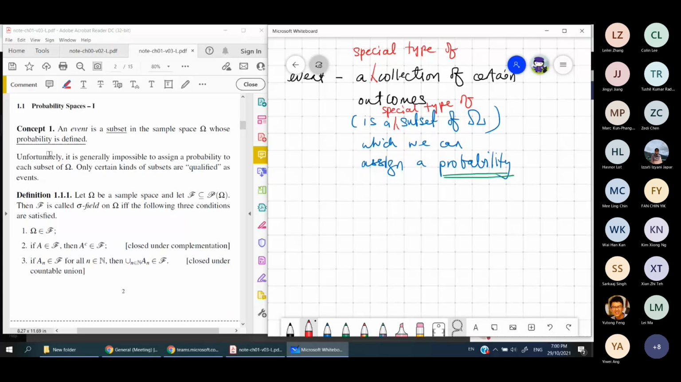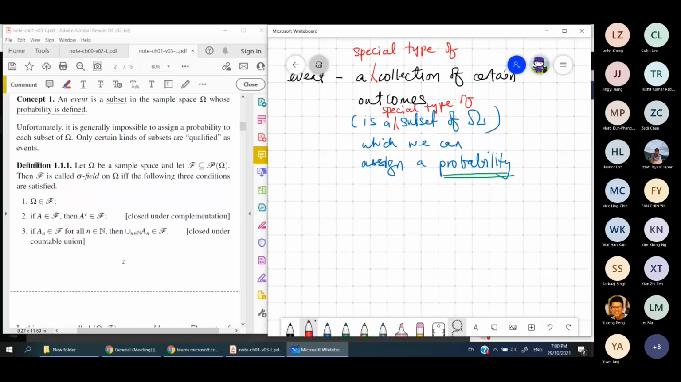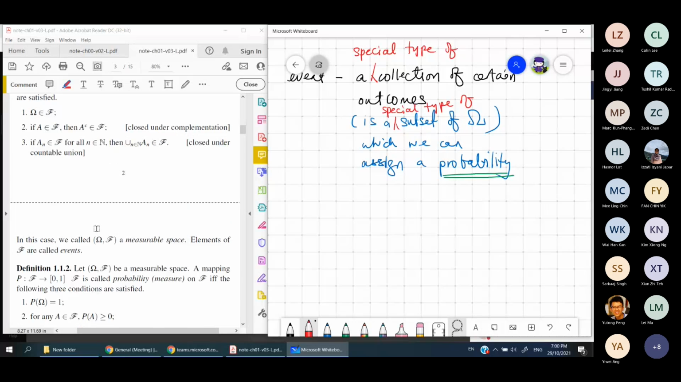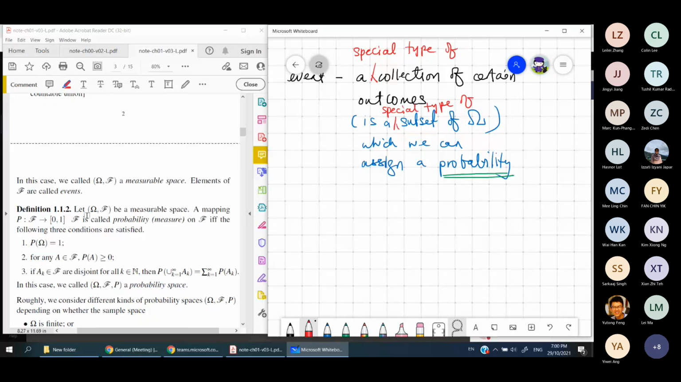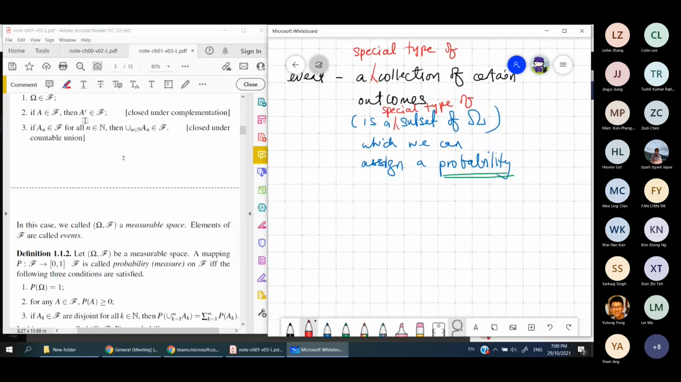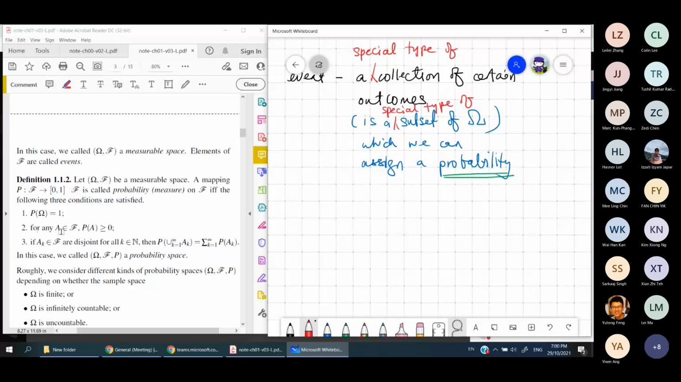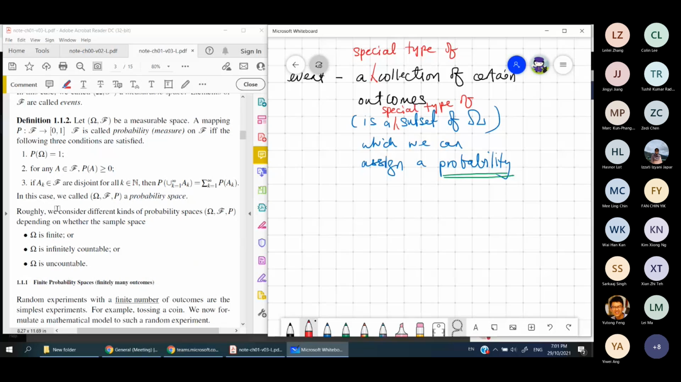Okay, so one concept: an event is a subset in the sample space whose probability is defined. So forget about this one first, and also forget about sigma field first. I'm going to come back to these later. Maybe I directly come to this one first. Okay, let's come to this. We begin with this one.